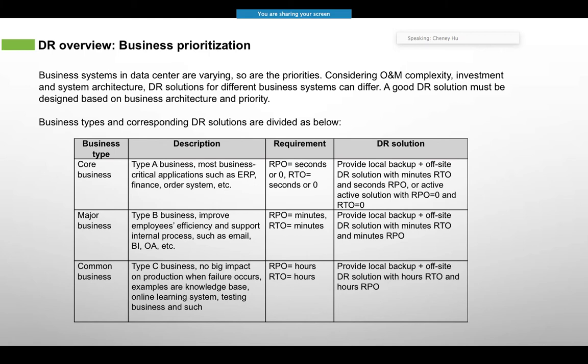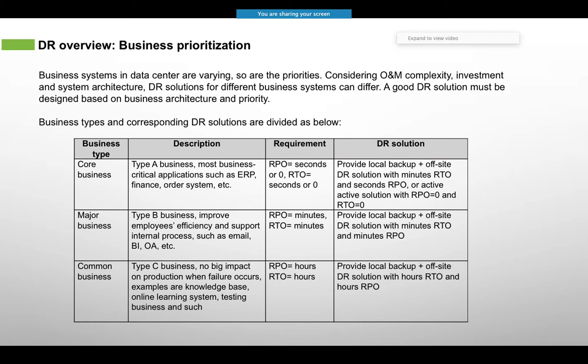And the last application level we divide here is common business. This is the last level, the lowest priority business type. We also call it type C. This type of business usually has no big impact on production when failure occurs. Examples are knowledge base, online learning system, testing business, and such. For these types of business, the RPO and RTO are usually required within hours, and usually a remote backup solution can satisfy the requirements for protecting those applications.